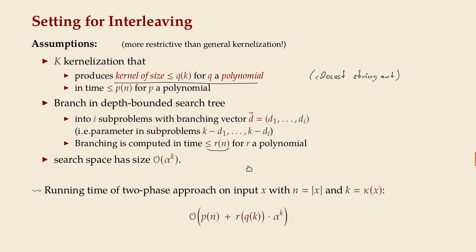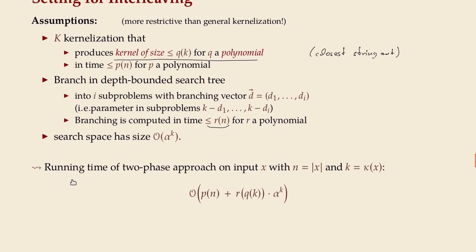Now if we forget about interleaving, just run the algorithm, first apply the kernelization, then apply this depth-bounded search. Then we need p of n time to apply the kernelization. And then on the output of this, we run the search. Now we know alpha to the k is the size of the search space, which, in terms of big O, is also the number of recursive calls.